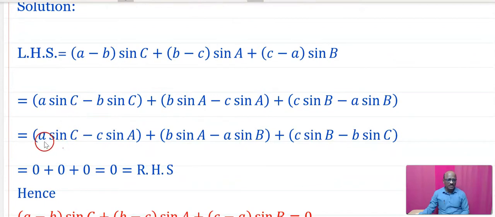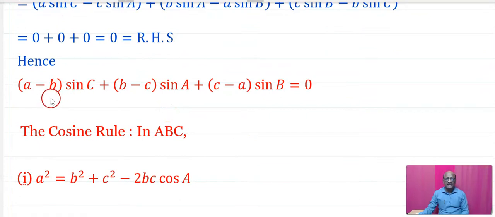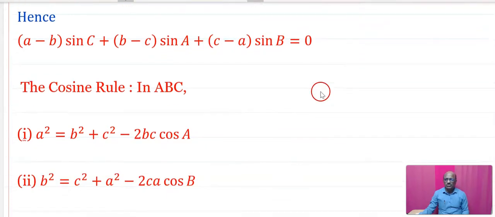If we again collect the terms: (a sin C minus c sin A) plus (b sin A minus a sin B) plus (c sin B minus b sin C), and the value of each bracket is 0. Hence 0 plus 0 plus 0 equals 0, and that is nothing but the RHS. Hence LHS is equal to RHS, and hence the result: (a minus b) sin C plus (b minus c) sin A plus (c minus a) sin B equals 0.